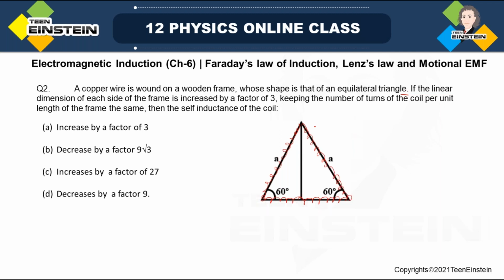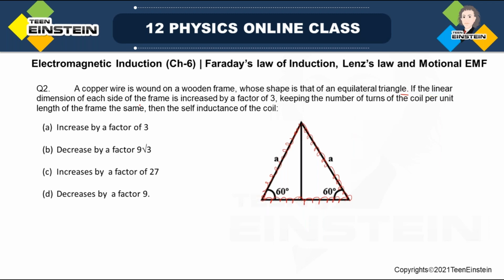Winding will be throughout in the same direction. Generally windings are made in the same direction so that the direction of the current will be the same, to get the maximum flux or magnetic field. If you wind it one way and then the other, the current direction will be opposite, and the effective result may not be obtained. So this is a wooden frame in the shape of an equilateral triangle, as you see here, and a copper wire is wound over this wooden frame.